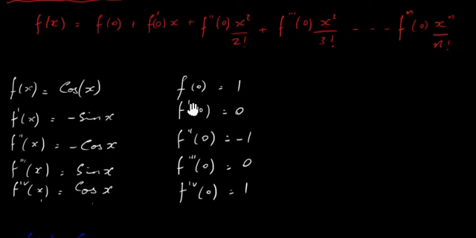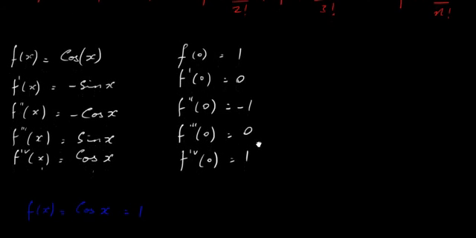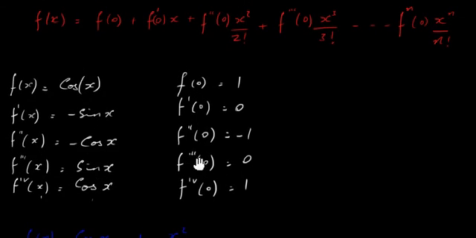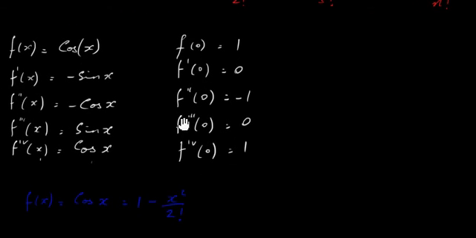Now f prime of 0, the first derivative, is 0 as well, so this term will disappear. Now the second derivative is minus 1, so this becomes minus x squared over 2 factorial. That's my next one here. Next one then is the third derivative, which is 0, so this will all disappear here. And the next one is x to the 4 over 4 factorial, which is going to have a 1 in front of it, so I'll just stick that in there as well.